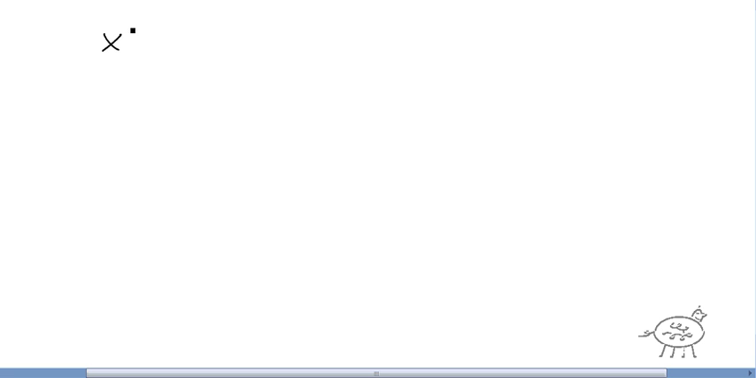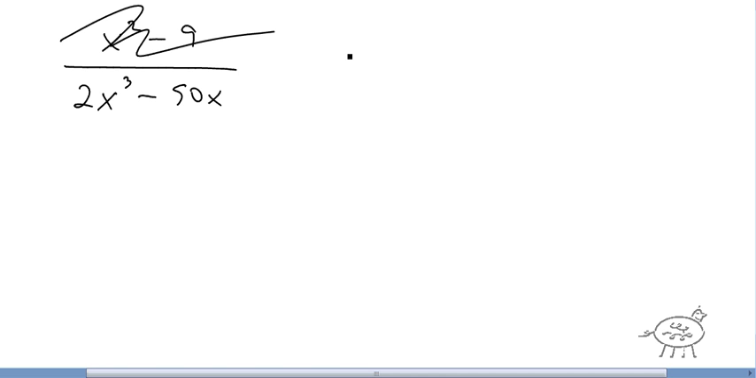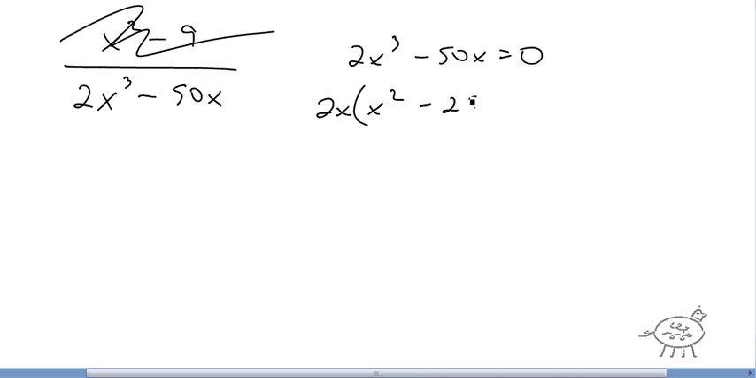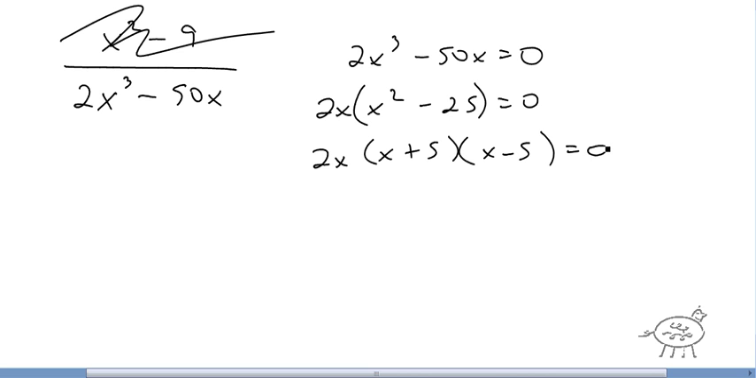Here's another one for you. x squared minus 9 over 2x cubed minus 50x. Okay, so again, I don't care about the top, and it's going to be 2x cubed minus 50x equals 0. Factor out a 2x, and you get x squared minus 25, and you get x plus 5, x minus 5 equals 0.